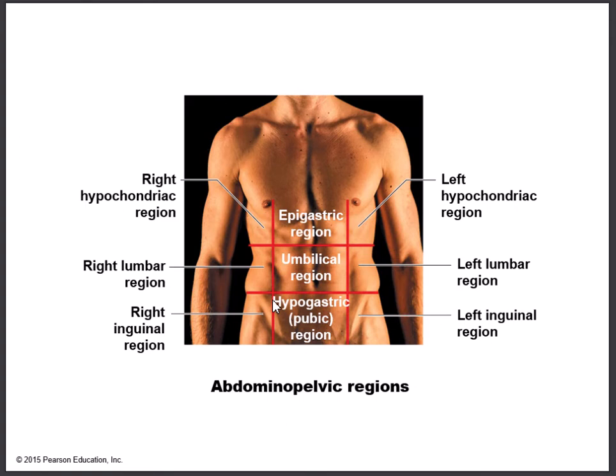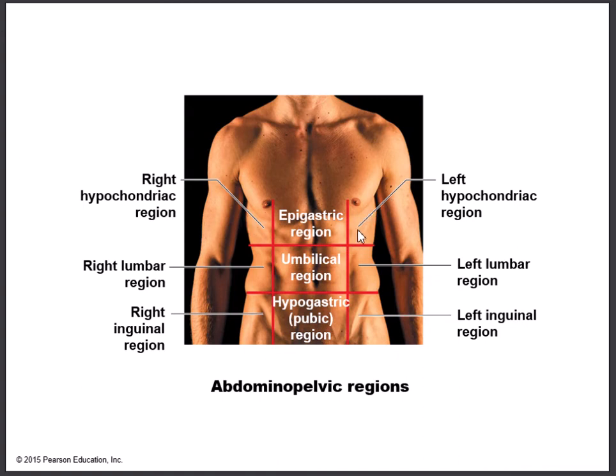Those would be the two vertical lines, and then there's a horizontal line going above the umbilicus and a horizontal line below the umbilicus. Again, the umbilicus being where the belly button is. So that gives us 9 boxes. The top 3 boxes here, we'll do those first.